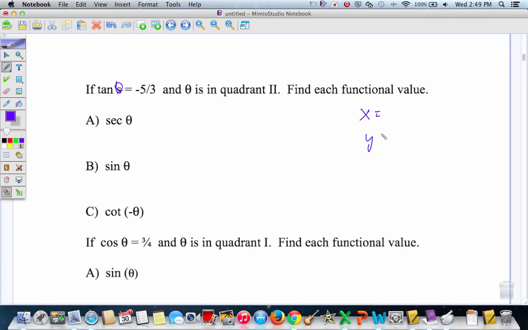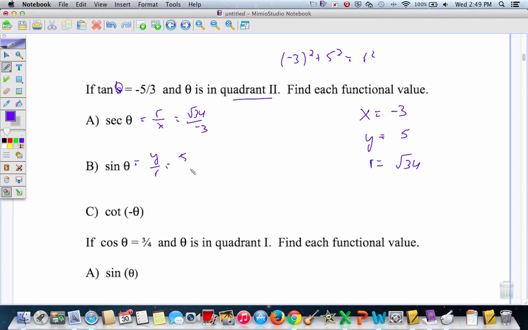Over here, anytime we want to find secant, sine, or cotangent, it's probably easiest to find x, y, and r. From tangent, we know that y is 5 and x is 3. And because we're in quadrant 2, we have a negative fraction here. X is negative in quadrant 2. If we did negative 3 squared plus 5 squared to be r squared, we'd find r to be the square root of 34. Secant is r over x, or in this case, the square root of 34 over negative 3.